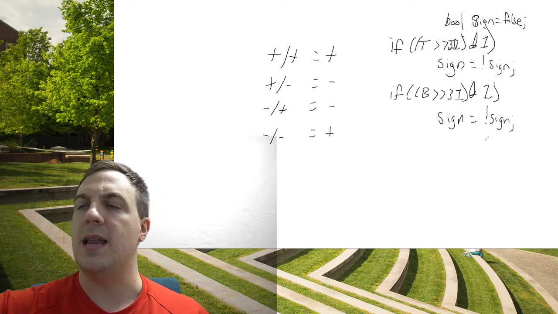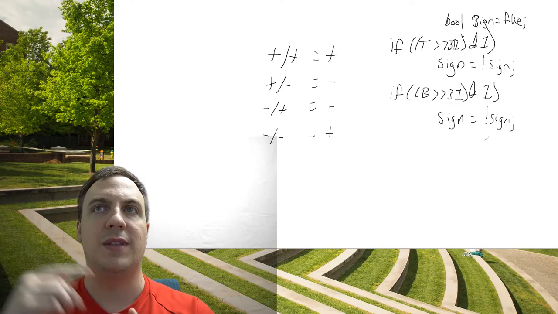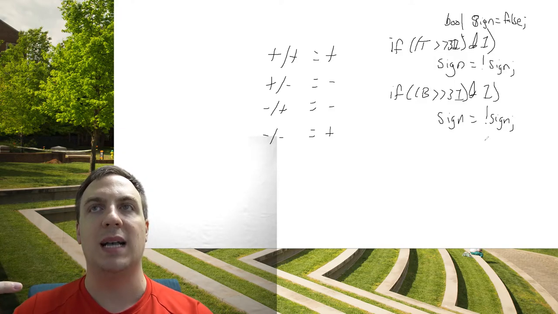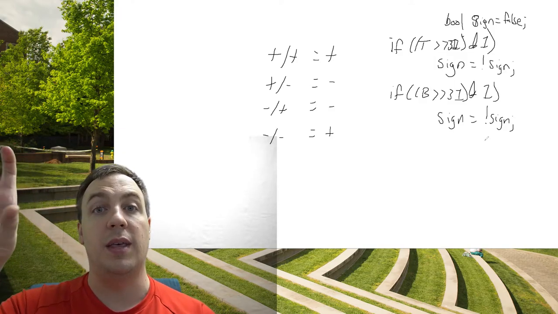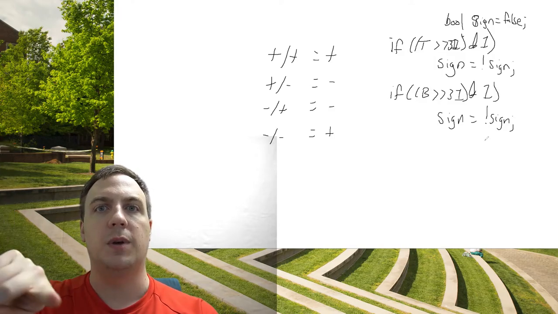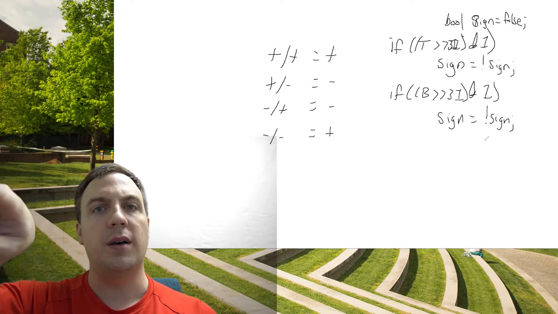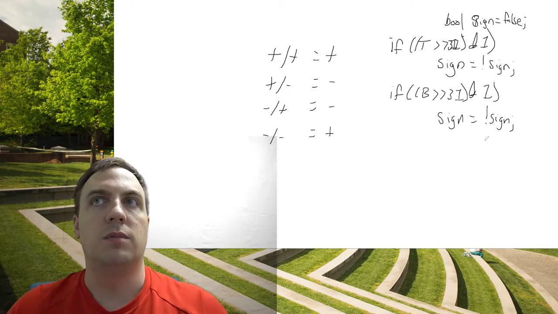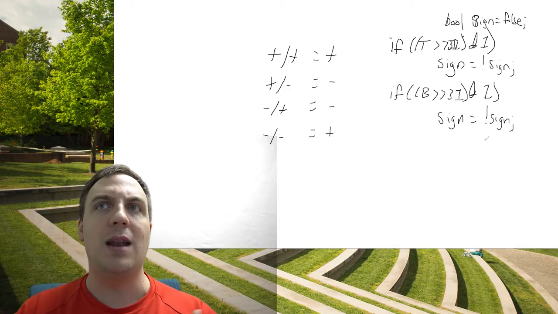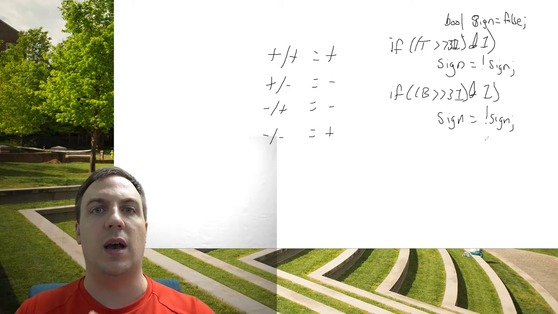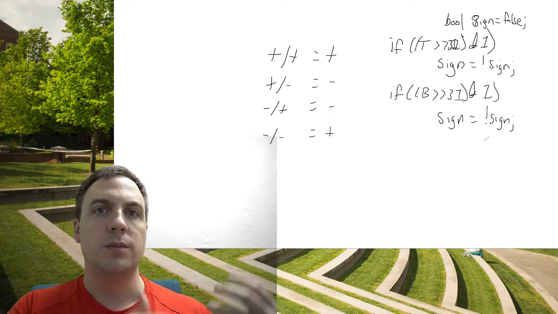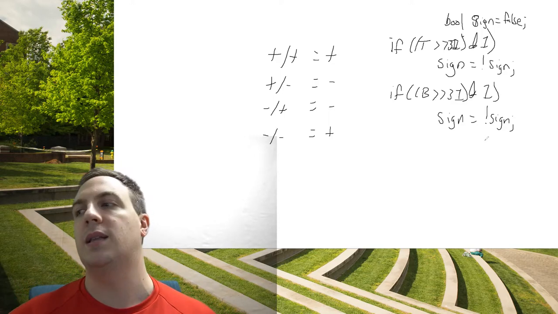So in the end, if the top is negative and the bottom is positive, we're going to pass the check on the if statement on the top, and false will go to true. And then we'll fail the second check, and so sign is going to be true. And at the end, whenever we're done with multiplication, we say, okay, if the sign is true, set the value negative. How do we do that? Well, we take the 2's complement.